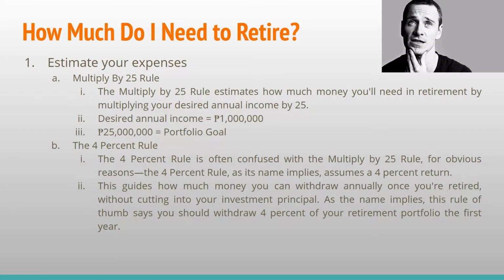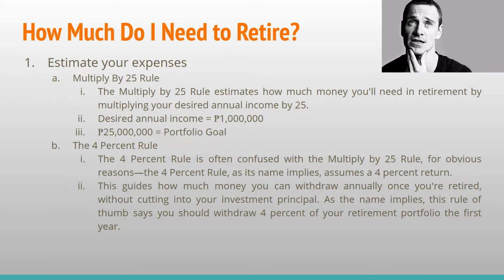For example, nag-retire ka at 50. Then meron kang 25 million. Then pag in-assume mo na yung kikitain ng 25 million mo in 1 year is 1 million, meron kang 1 million na panggastos, 'di ba? I hope that makes sense. And then this guides how much money you can withdraw annually, katulad ng sinabi ko kanina, once you're retired, without cutting into your investment principal. Kasi yun yung kalimitan nangyayari.